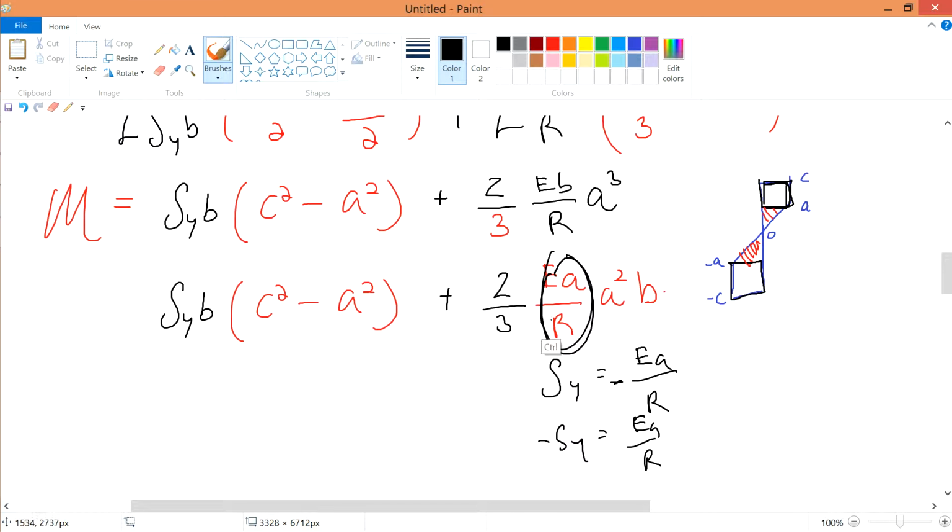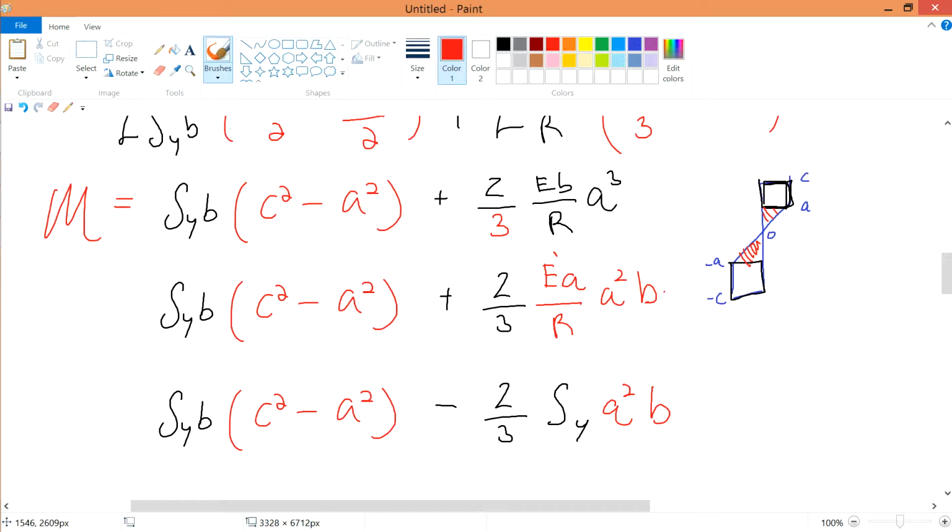So we know if E over R is this, we just simply sub in as minus sigma y. So what we have is this thing over here. Simply changing this to minus sigma y, your U strength. Okay, so let's continue.